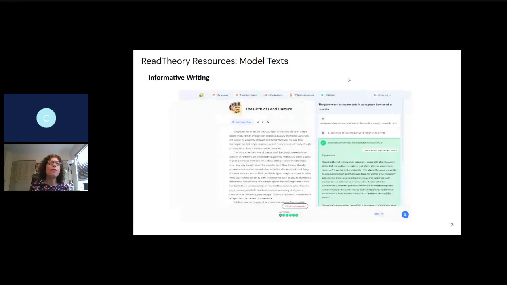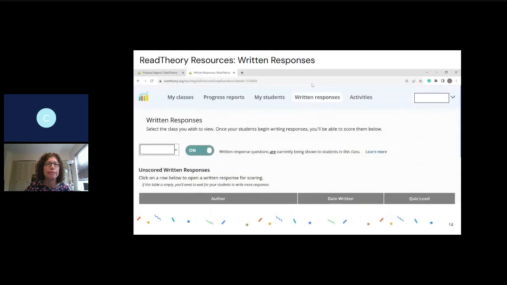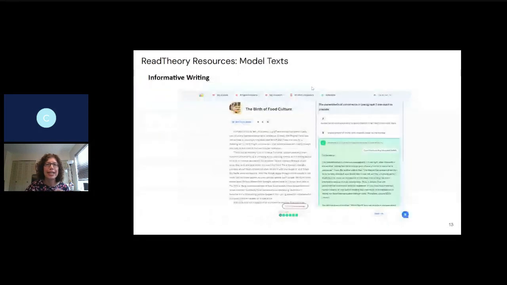If we're doing basic informative writing, the birth of food culture. Again, there are a lot of readings in ReadTheory that are basic informative writing. Great models for your students who are writing informative pieces. So we have a nice cross-section of different types of writing.